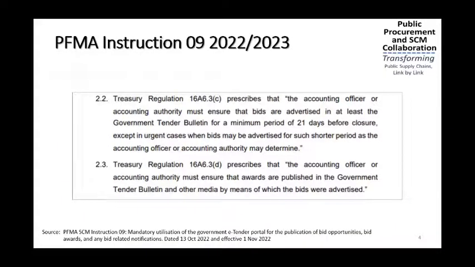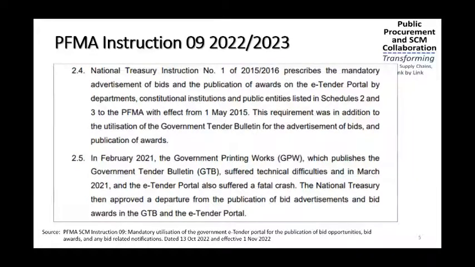Now, Treasury Regulation 6A prescribed that the accounting officer must ensure that bids are advertised for at least 21 days minimum, except in urgent cases where bids may be advertised for such shorter period as the accounting officer or the authority may deem appropriate. And this also prescribed that the accounting officer must ensure that the awards are publicized in the government tender bulletin and other media by means which they were advertised. We'll also get to the other media in terms of what that means.